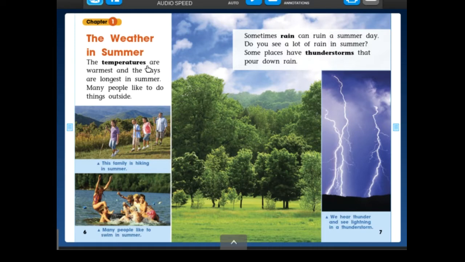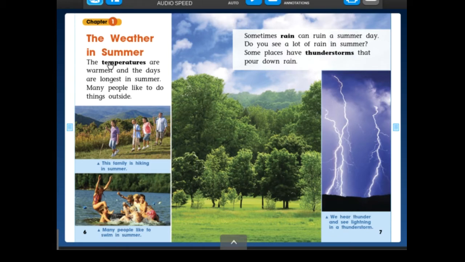The temperatures are warmest and the days are longest. It's nice out there. It's sunny and it's warm and it's a nice long day. It's a great time to be outside. Over here, it kind of gives you another clue because it says sometimes rain can ruin your day. So the rain might make you stay inside. But usually it's warm and long days that help people want to do things outside.